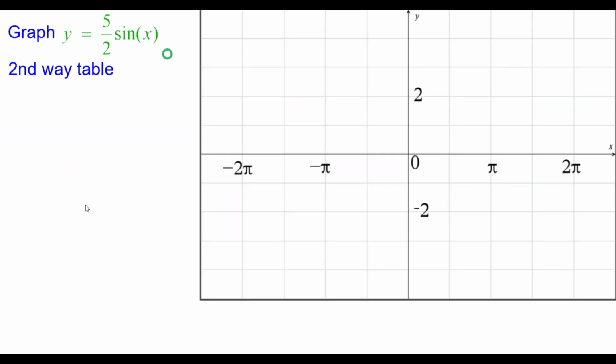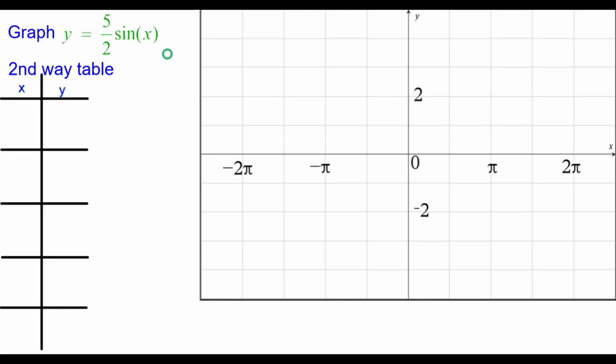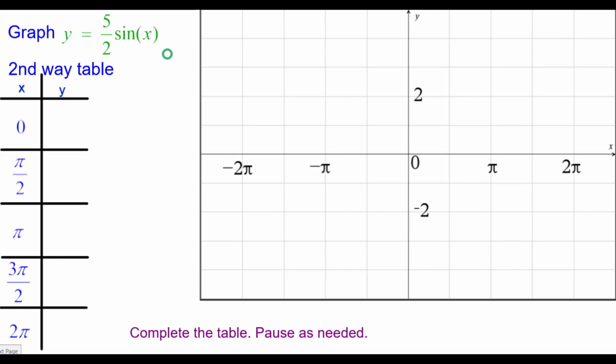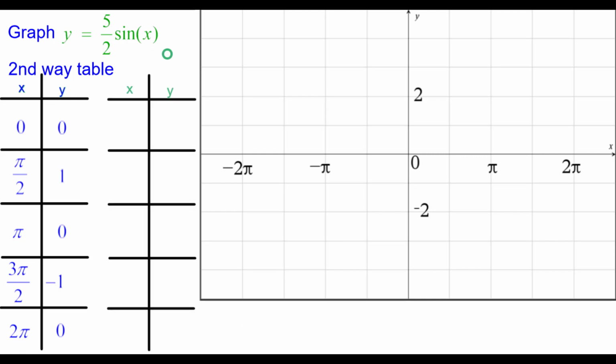Let's graph y equals 5 halves sine x a second way using a table. These are our normal values on the axes. Go ahead and complete the table. Pause as needed. These are the values you should just know on the axes. We need to create a second table.